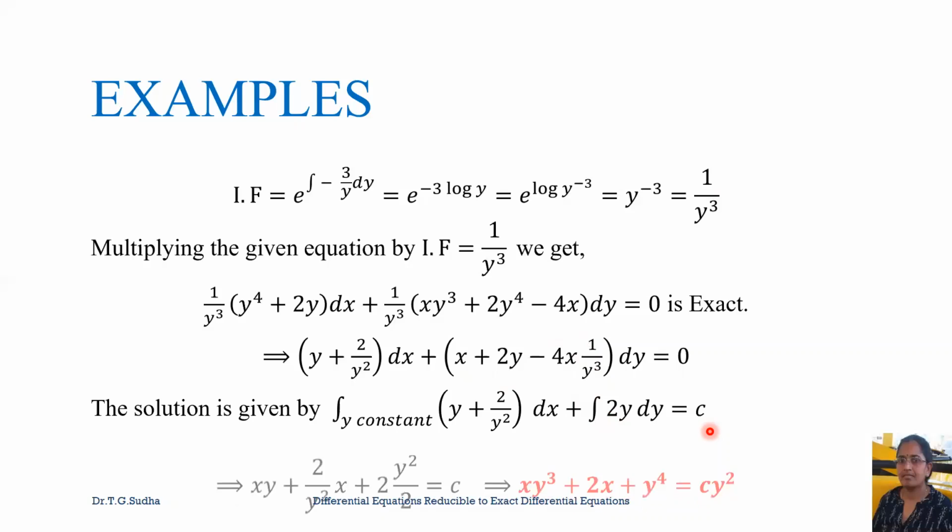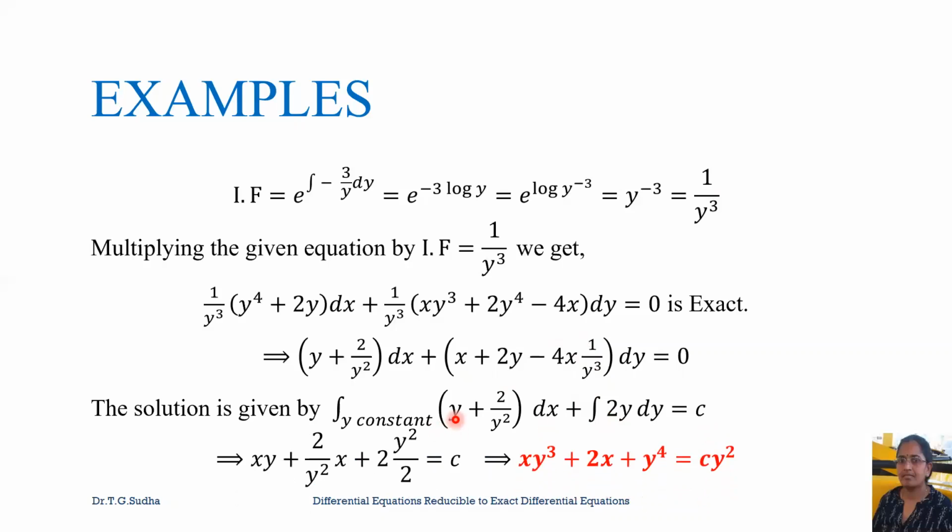Now let us integrate this term by term. So here y is kept constant. So 1 dx gives us x. So we get x into (y plus 2 by y square), where y plus 2 by y square is a constant. Retain that as it is. Next come to the second integral. 2 is kept as it is. y on integration gives us y square by 2, and that is equal to c. So now let us simplify this. 2 and 2 get cancelled here, and let us multiply throughout by y square to get xy cube plus 2x plus y to the power of 4 equal to c y square, and this is the solution to the given differential equation.